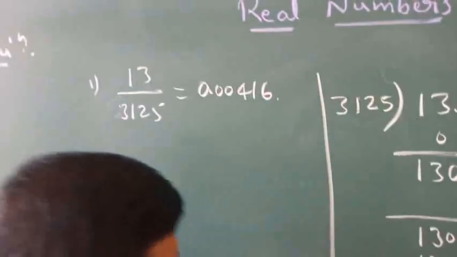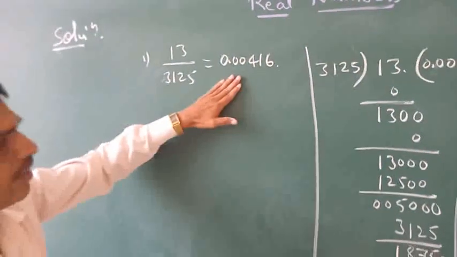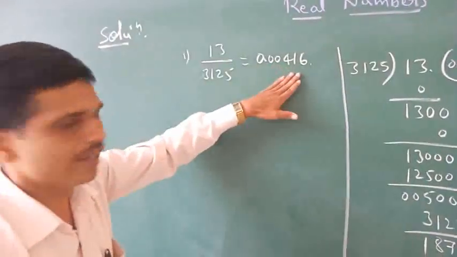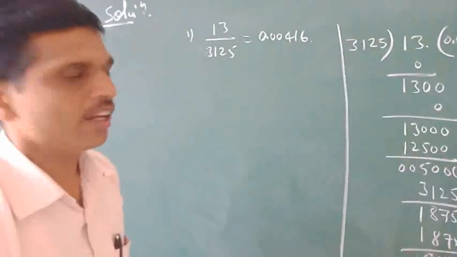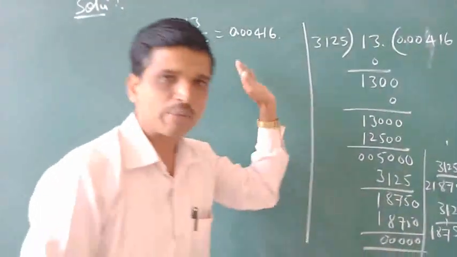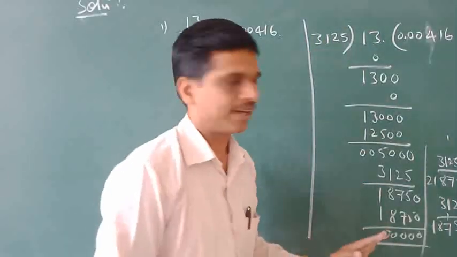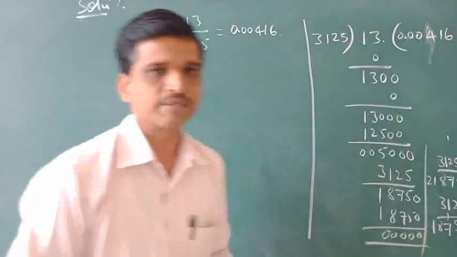By using the long division process, we expand this p by q, meaning a rational number, into a decimal expansion. In the same way, you can convert all these terminating decimal expansions by using the long division method. That is, the given numbers are here.